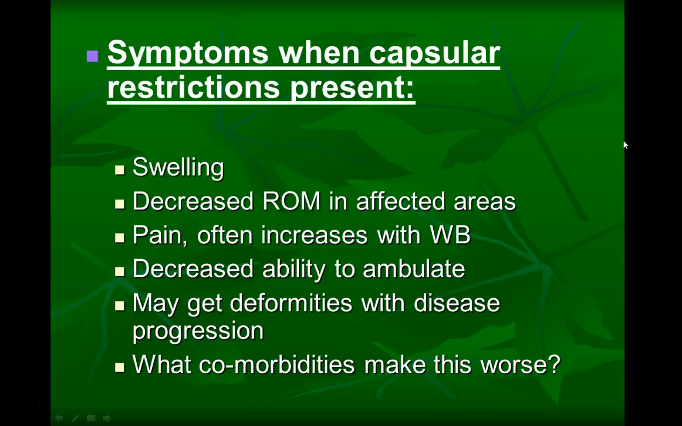Symptoms when those capsular restrictions are present: the patient may have some swelling. Patient's going to have decreased range of motion. A lot of times they lose a lot of dorsiflexion. The ankle does not move well into inversion and eversion. Of course, they get more pain when they weight bear, so then they don't want to walk. They begin to maybe get deformities as the OA progresses. And if you add in things like diabetes, which already causes foot shape changes, that can make this condition much, much worse when a person has those capsular restrictions, which basically would be a form of arthritis in the ankle.